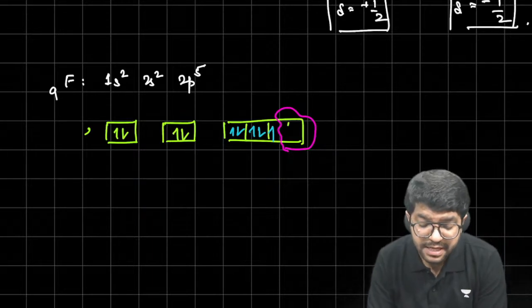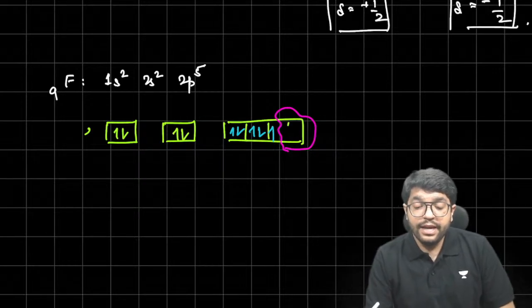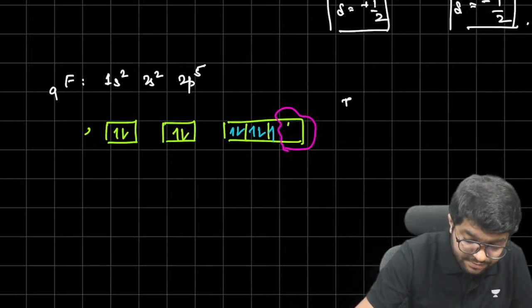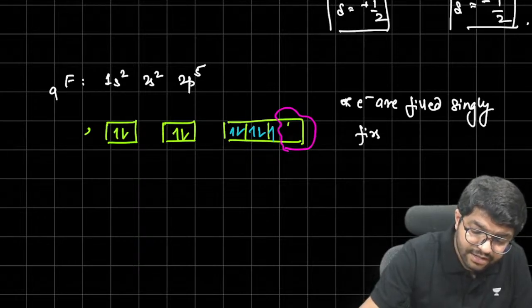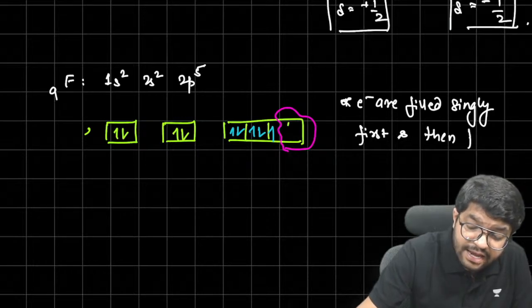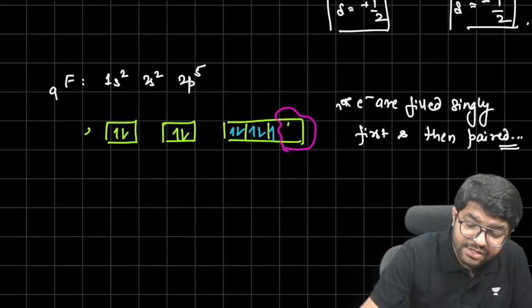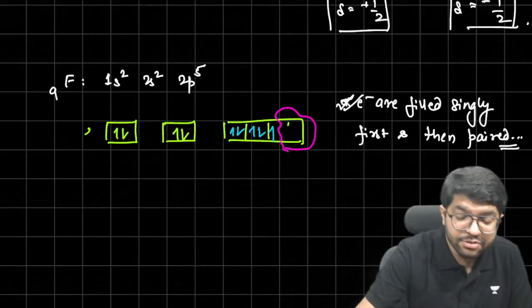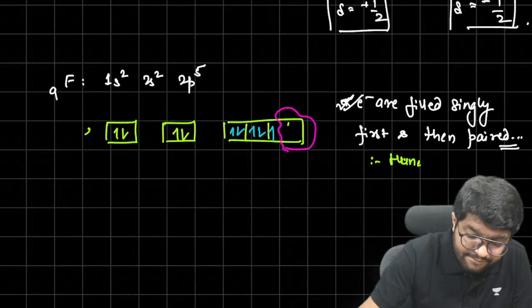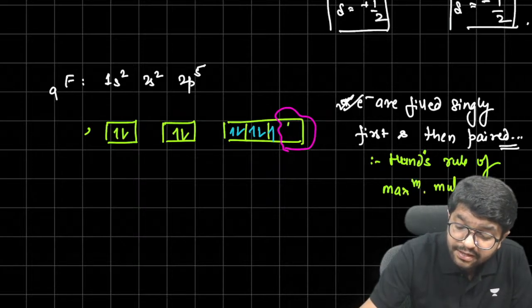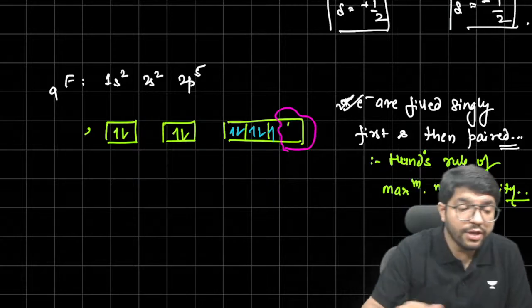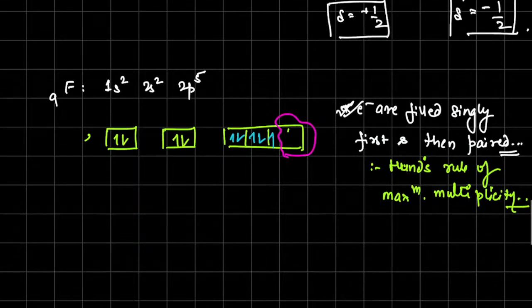Now what I'm saying is, 1s2, 2s2, 2p5 is what we did. Electrons are filled singly first and then paired. This is also called Hund's rule of maximum multiplicity. You may copy it first very quickly.